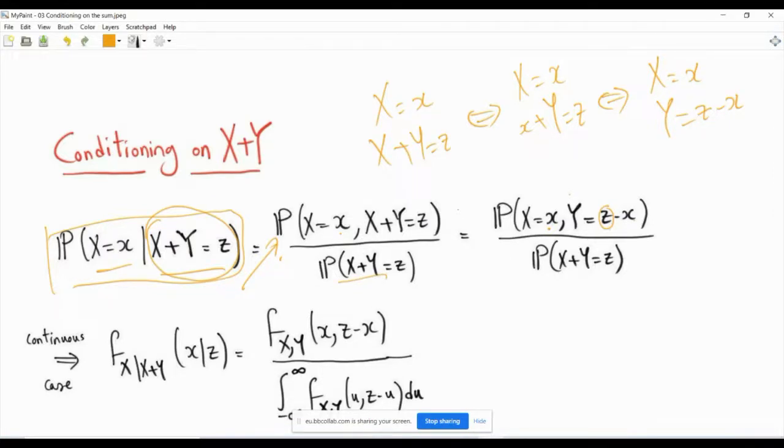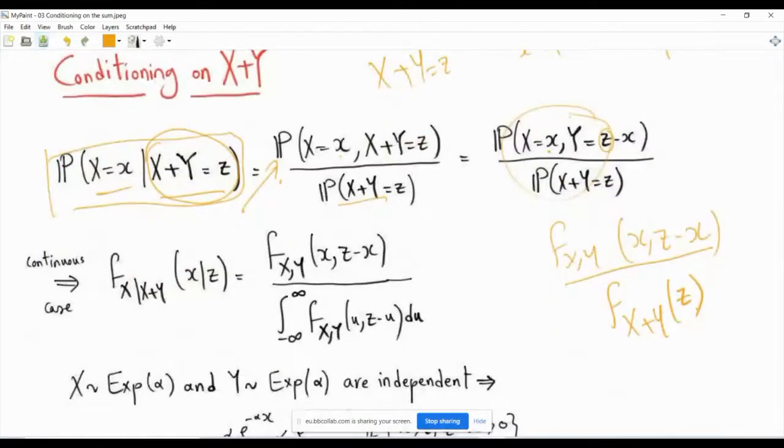So again, continuous case, you convert into PDFs. So this thing here will be the joint PDF of X and Y, evaluated at x and z minus x. You replace small x here, and y, so here you have z minus x. And in the denominator, you have the PDF of the sum, the PDF of x plus y, which we derived in a previous lecture. It is basically the integral of the joint PDF with x replaced by u, y replaced by z minus u, and then you integrate with respect to u, generally from minus infinity to infinity.